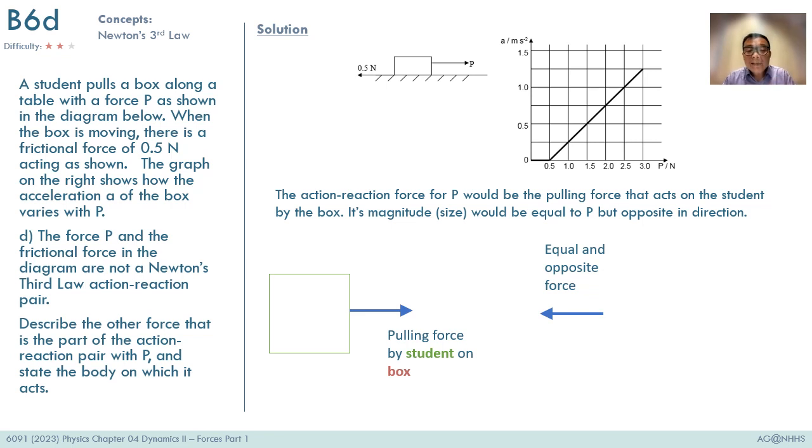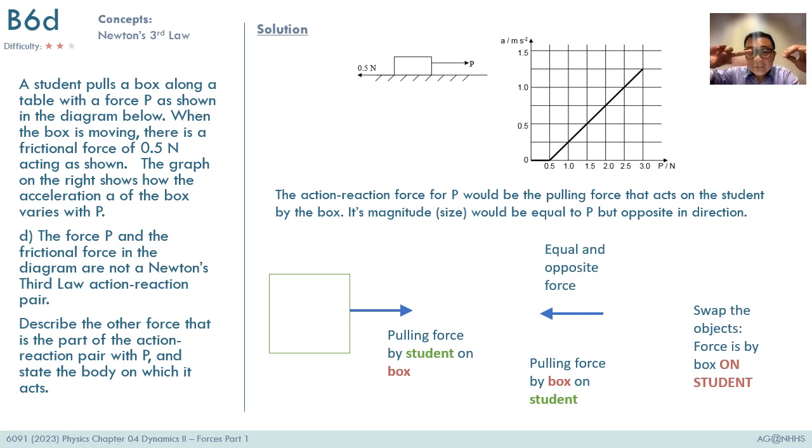Lastly, the third step allows you to find the object. The third step is simply to look at the two objects that you have written, and do a swap in the objects. So just now, the pulling force is by student on box. Right now, I do a swap, and this paired force must be by box on student. Just simply do a swap.